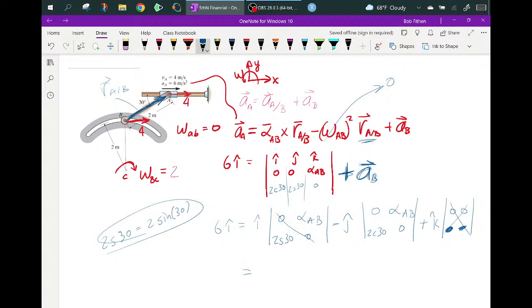This will be plus, this will be minus, so it'll be minus alpha AB 2 sine of 30 I, and then this will be plus minus, but then the minus will go together with the other minus and give me back a plus alpha AB 2 cosine 30 J, there's 6I.